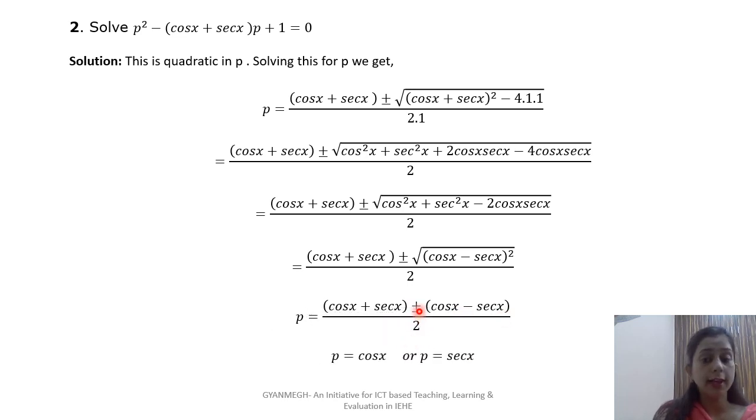So once we'll get the positive root and once we'll get the negative root. For the positive root, we'll get cos x plus cos x, the sec x will be cancelled, upon 2, and 2 will be cancelled. So p equal to cos x. And for the negative root, cos x plus sec x minus cos x plus sec x, so cos x will be cancelled. You'll get 2 sec x upon 2, 2 and 2 will be cancelled. You'll get p equal to sec x.